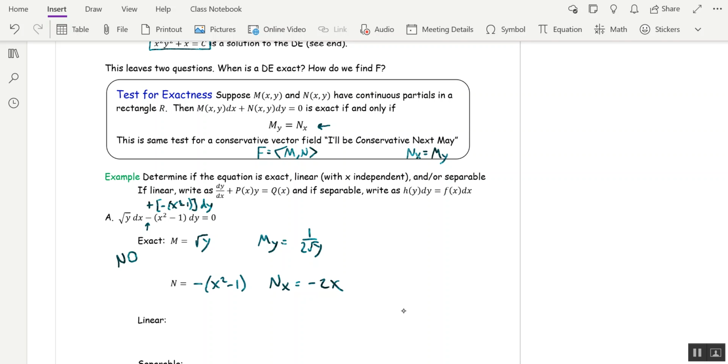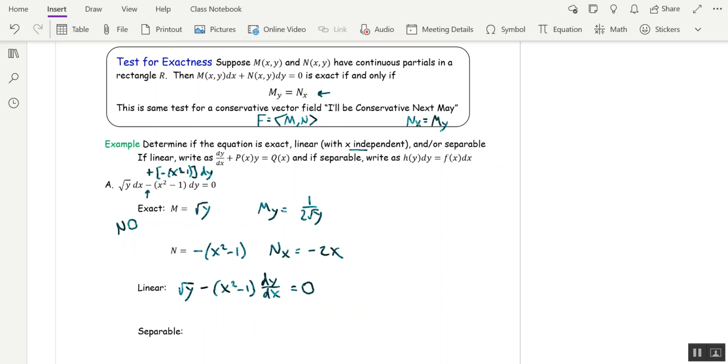Linear. We're going to determine if this is linear with x as the independent variable. So I'm going to divide this equation through by dx. Root y minus x squared minus 1 dy dx equals 0. I don't have to rewrite that or go any further. I can see this is clearly not linear because I'm not allowed to take the square root of y. So that's no. Don't have to do anything more.